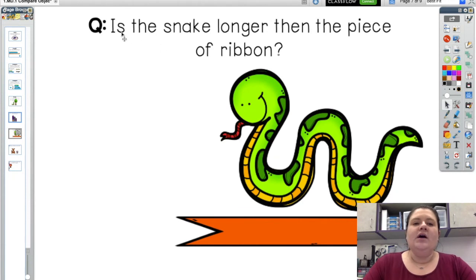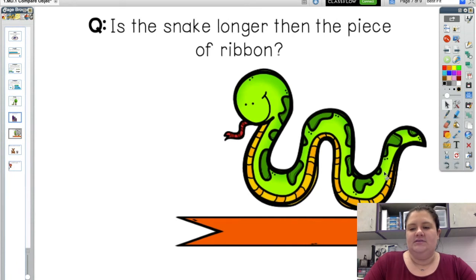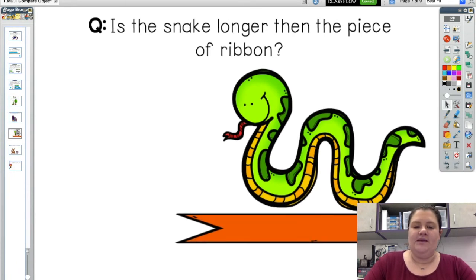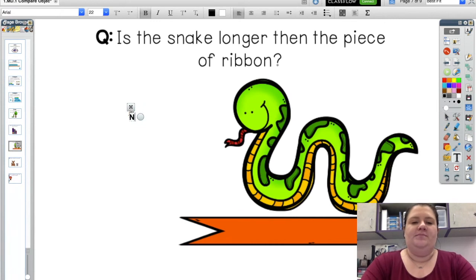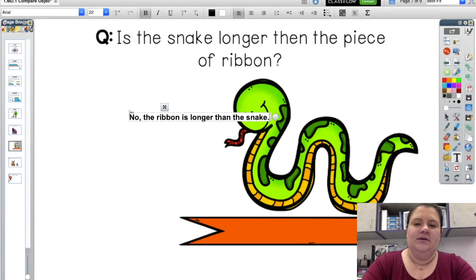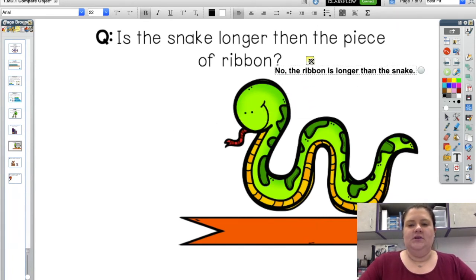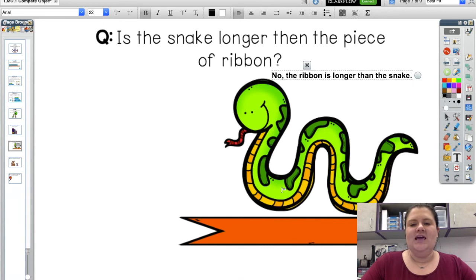Okay, so they want to know, is the snake longer than the piece of ribbon? So let me look at my snake. So here's my snake. He's lined up next to the ribbon. No, it looks like the ribbon is a little bit longer than the snake. So I'm going to go ahead and type in no. The ribbon is longer than the snake. All right, so I'm going to say no. Do you see that? The snake isn't stretched out, he's kind of curled up, but you can notice the ribbon's much longer than him.